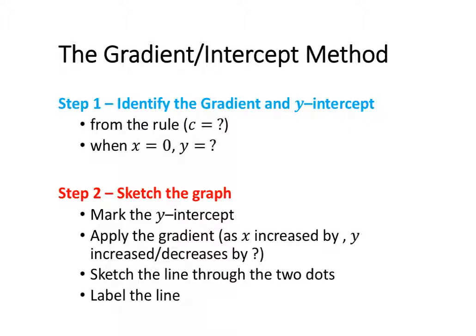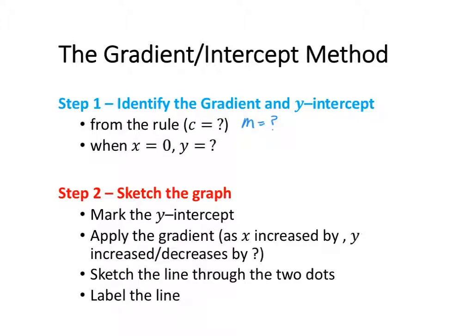Now this can be done from the rule, where I determine c is equal to a value and m is equal to a value. Or if I need to, I can find the y-intercept by determining when x is equal to 0, what does y equal?